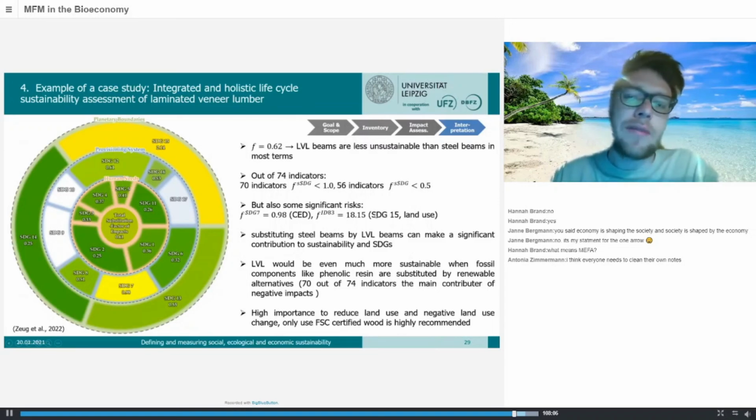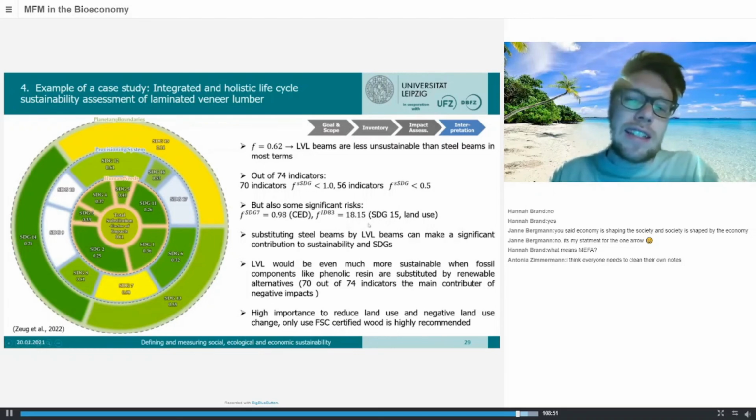But we also have some significant risks. For example, have a look at land use, SDG 15. SDG 15 has in total a substitution factor of 2.14. And this comes from a specific indicator, which is land use. We have 18 times the land use when we are using LVL than when we are using steel. Of course, because wood has to grow somewhere, and iron ore we are getting from mining. So we have a very high impact on land use when we are using wood beams.